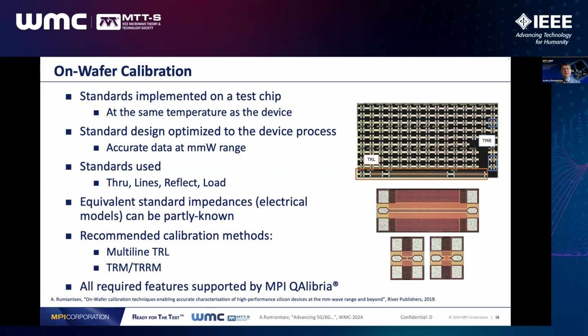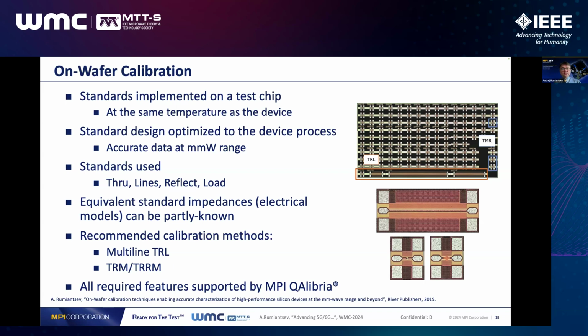Because the standards are at the same temperature as the device under test, there is no more temperature difference between the calibration process and the device measurement process. So the measurement accuracy drastically increases. Also, because the standards and device under test share the same semiconductor process, the accuracy of the data can be increased drastically, eliminating the need for so-called second-tier calibration methods or pad embedding calibration methods.